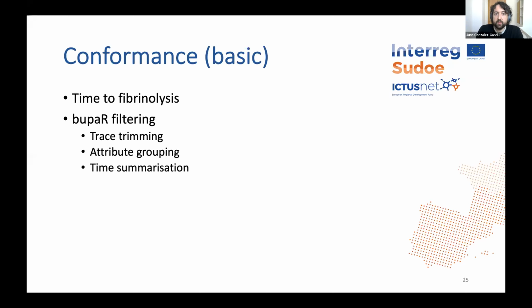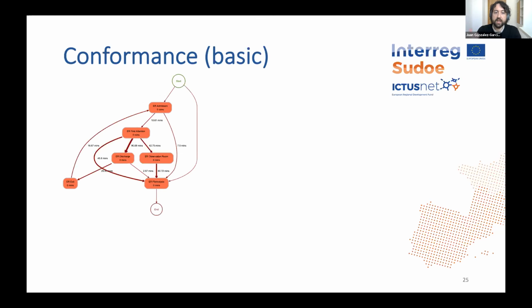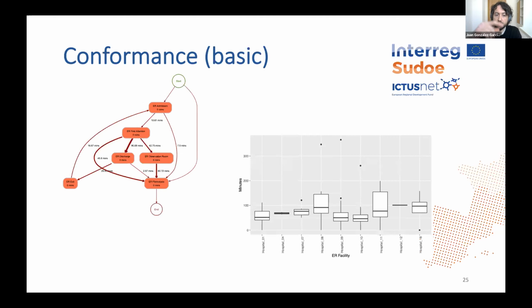You have this process map with time information. bupaR offers us a fast way to filter the information. So what we do is just cut until the fibrinolysis in this graph, go to the animation, and check which are the time distributions until you reach the fibrinolysis.